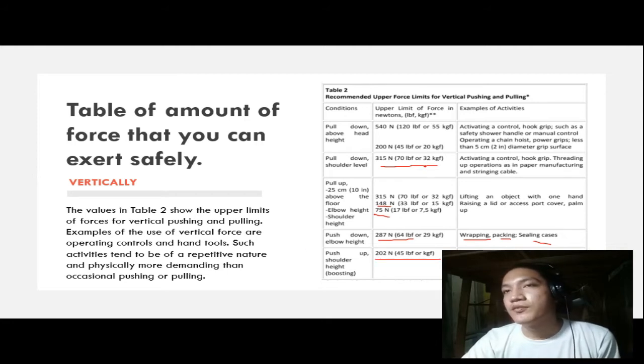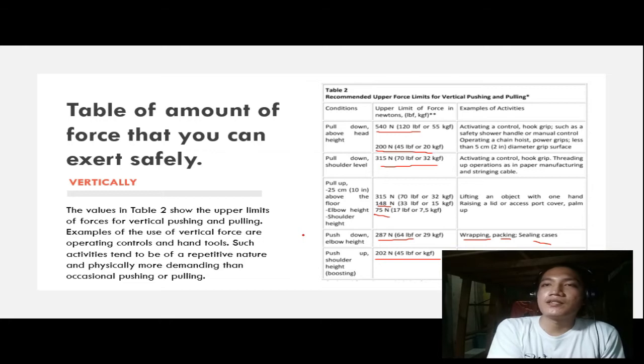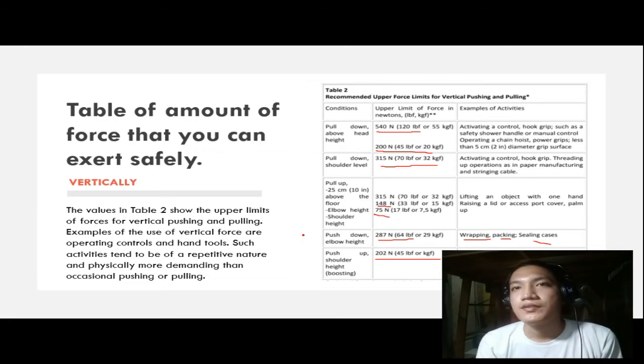So, ito yung mga safety values na dapat hindi tayo mag-exceed kapag nagtatrabaho tayo o kapag nag-manual handling tayo. Dahil kung lumampas ka dyan, it's either magka-injury ka o magkaroon ka ng fatigue. Yan. So, yun lang yung aking part.